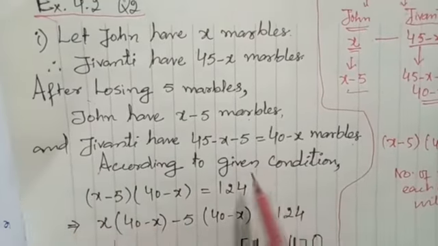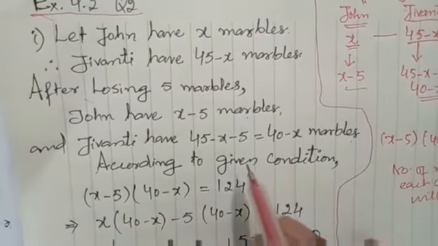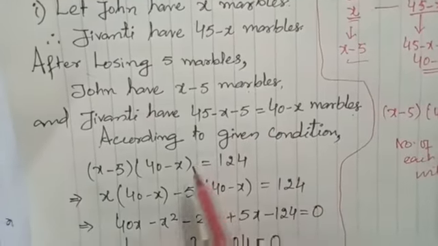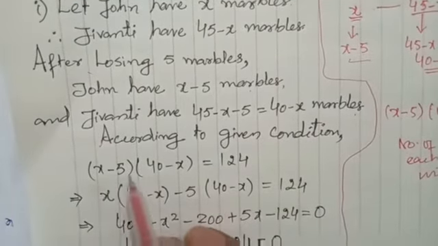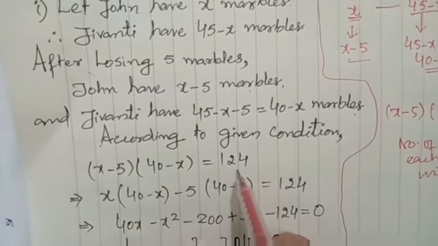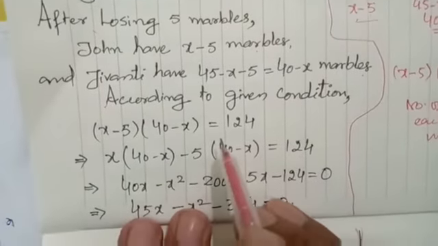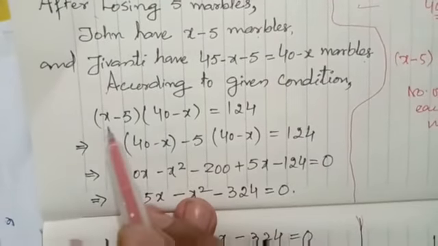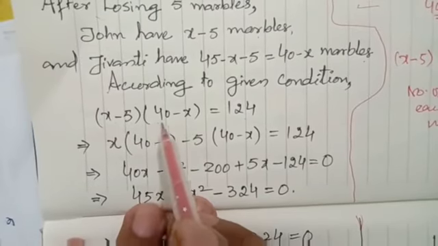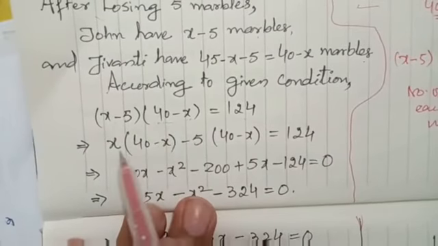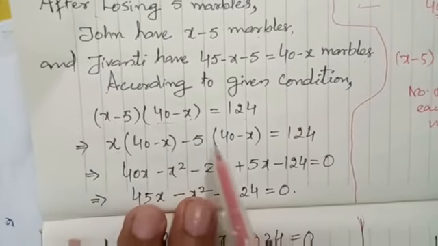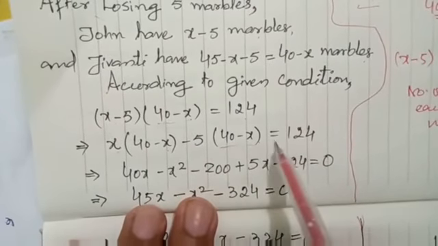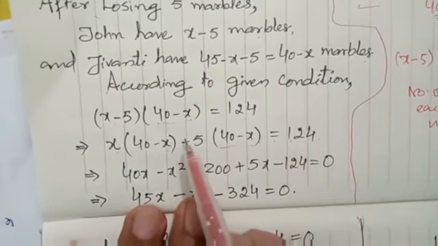According to the given condition, after losing 5 marbles, we take the product of these numbers of marbles, that is, X minus 5 into 40 minus X is equal to 124. Then what we will do, we will multiply this X with the whole expression 40 minus X, X into 40 minus X. Then we will multiply this minus 5 with the whole expression 40 minus X, is equal to 124.